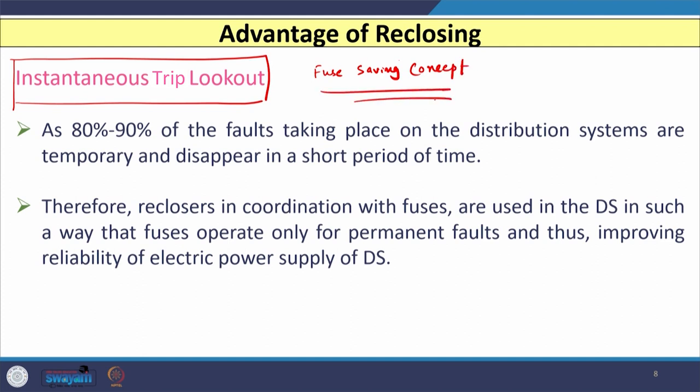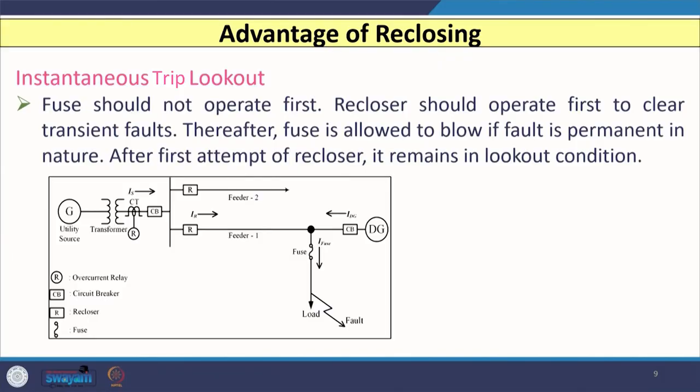We have already discussed that almost 80 to 90% of faults which take place on overhead distribution conductors are temporary or transient in nature, and they disappear after, let us say, two cycles or three cycles. Therefore, if we install reclosers in the distribution network, then by de-energizing the line temporarily, we are removing this transient or temporary fault and improving the service continuity of the distribution network or system. However, when we adopt these things, some issues are faced.